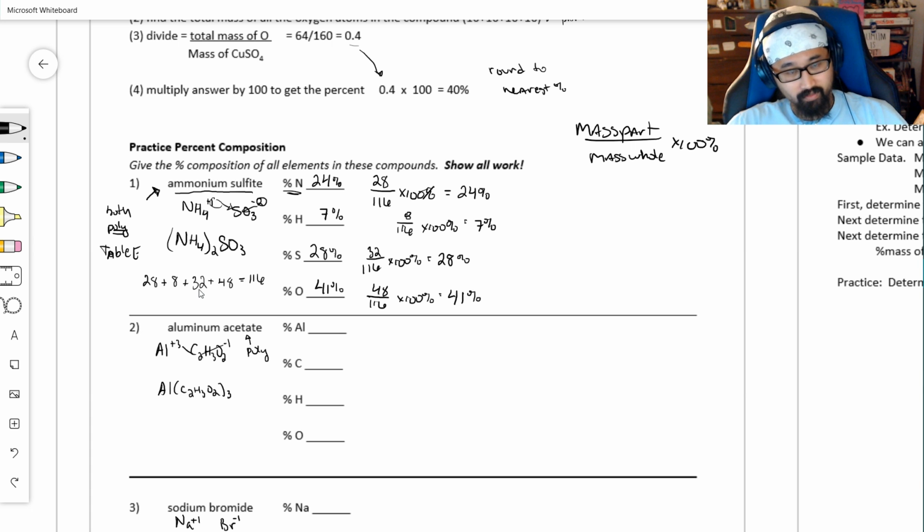Now, if I add all these together, I should get 100%. So 24 and 7 is 31%. 31 and 28 is 59%. 59 and 41 is 100%. So this is kind of like the process, right? This is the process by which to go and do this.